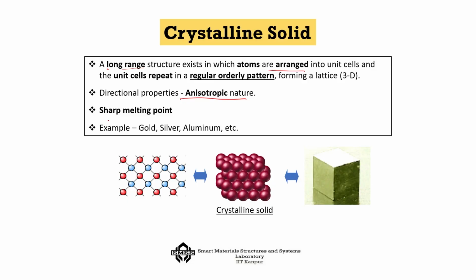The other interesting thing about a crystalline solid is that it has a sharp melting point. That means at a particular temperature, suddenly all the arrangement is going to get lost, and there are many metallic elements that are the best examples of this kind of thing happening.